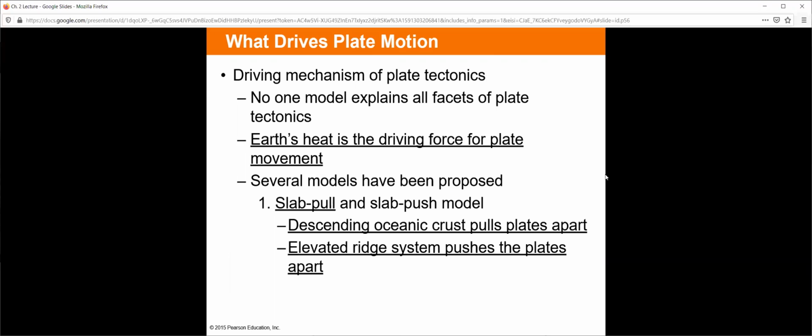So, what are the driving mechanisms of plate tectonics? Well, no one model truly explains plate tectonics in its entirety. Because we're talking about the center of the Earth, I can't necessarily go into the Earth and look at it, right? It's generally agreed upon that Earth's heat is the driving force behind this motion and behind what causes the asthenosphere to convect around. Models proposed, such as slab pull and slab push models.